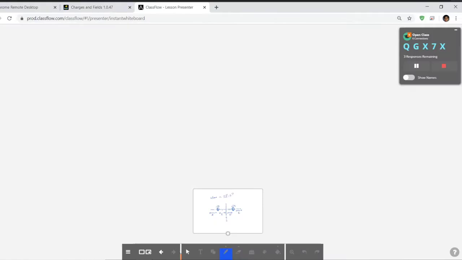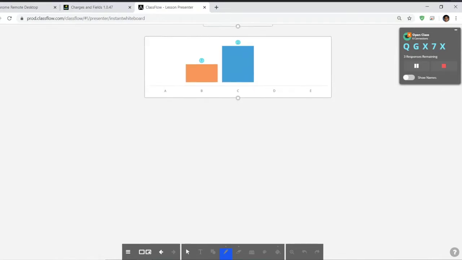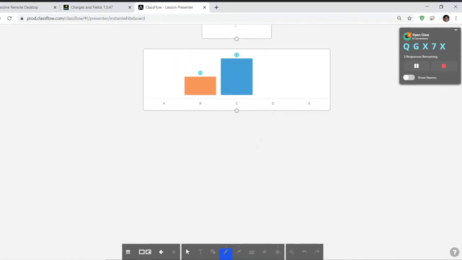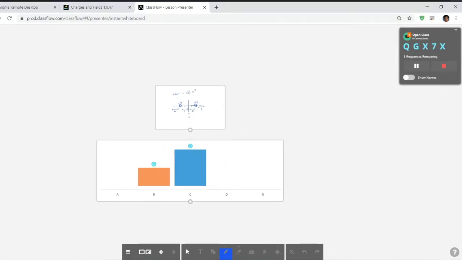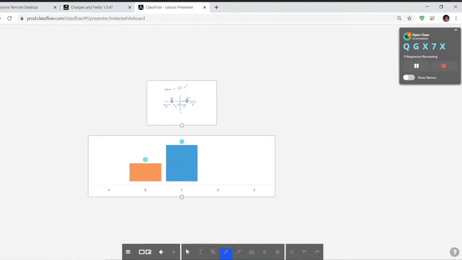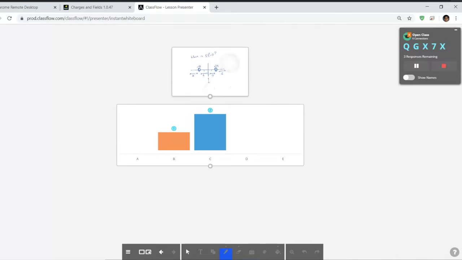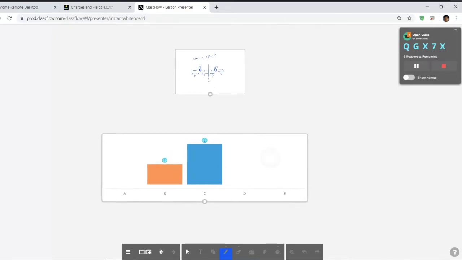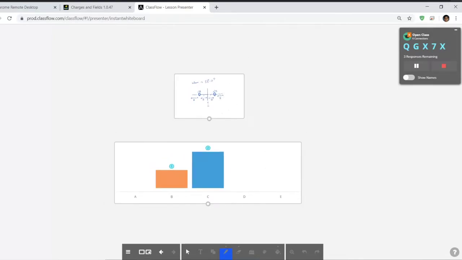Let's take a look at our guesses, shall we? Whoa, look at our guesses. We have one person say it's B, 2 people say it's C. Okay, remember this question has different charges. Oh, is it positive? Uh-oh. I put one positive and one negative. Oh boy, here we go.